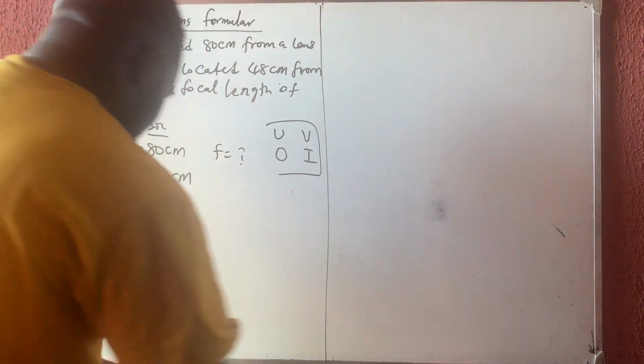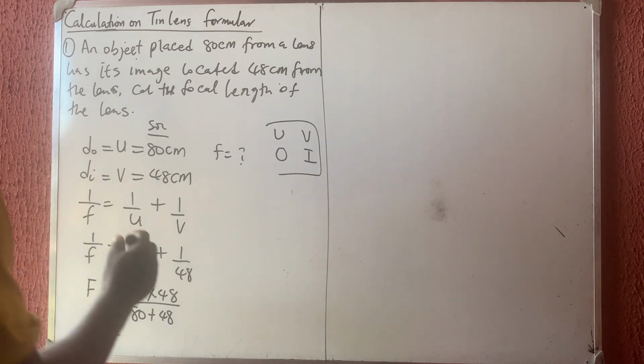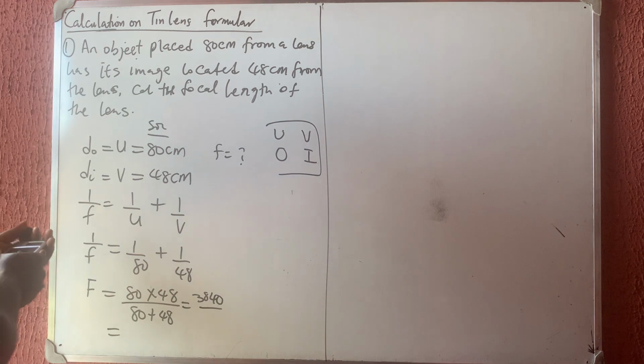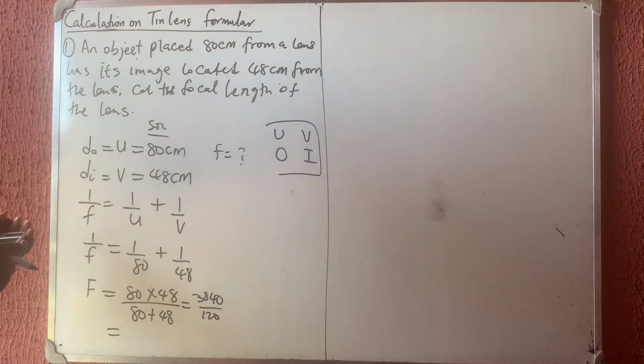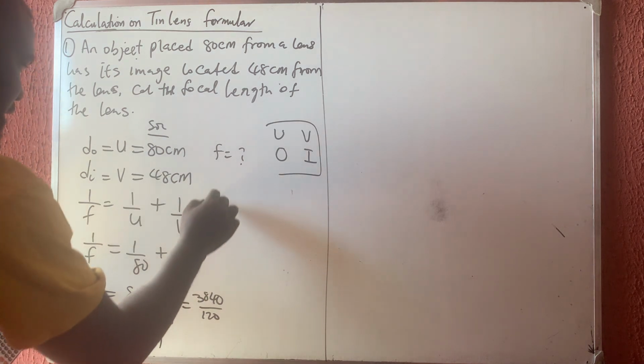So my answer here will now be 80 times 48, which gives me 3840, divided by 80 plus 48, which is 120. So what do I have? 3840 divided by 120. I am having 30 cm. That's one way to do it.